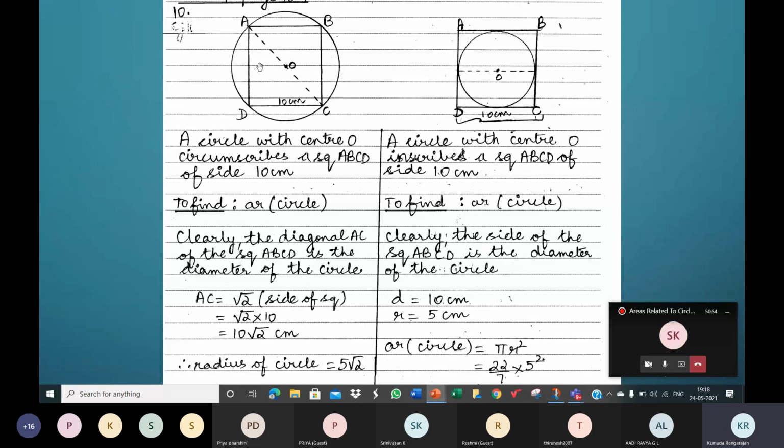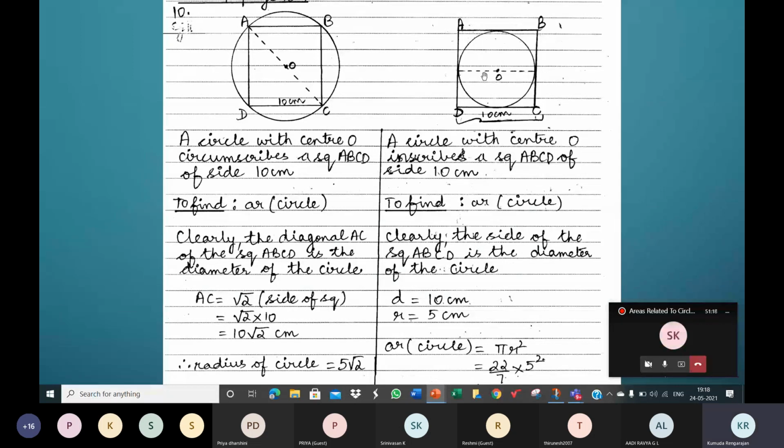All right. So I was telling that in this figure, the circle circumscribes the square, or the square ABCD is inscribed in the circle.